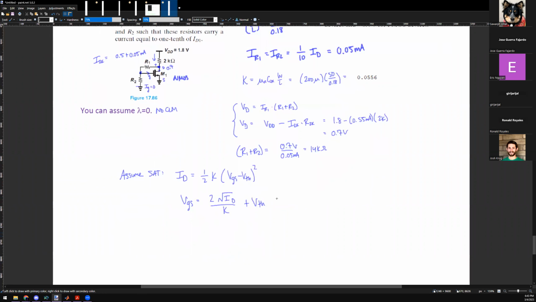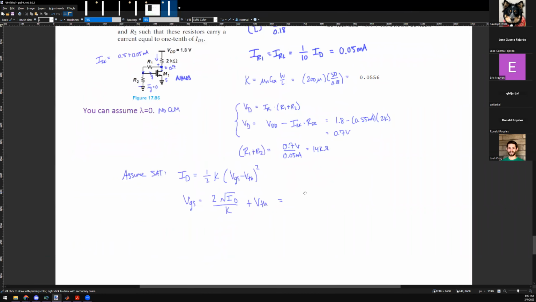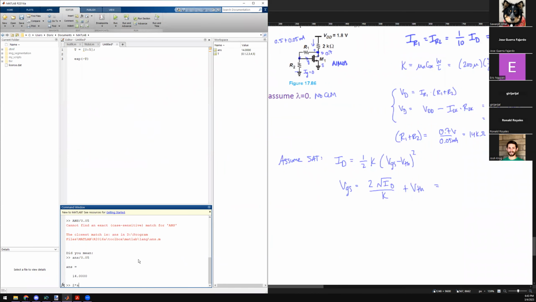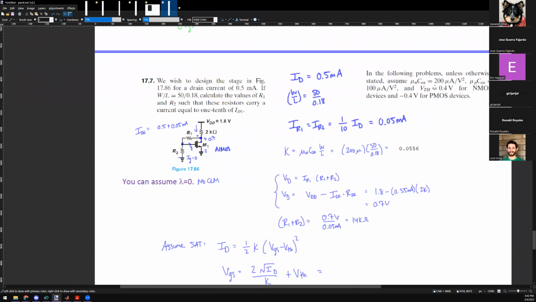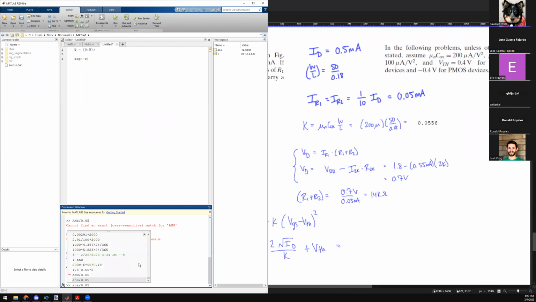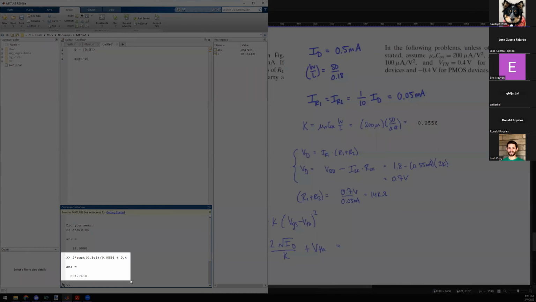Would you guys agree? Yes. Okay, so VGS is going to be equal to 2 times the square root of 0.5 milli divided by K, which is 0.0556, plus VTH, which is 0.4. So 2 times the square root of 0.5 milli divided by 0.0556, plus 0.4.